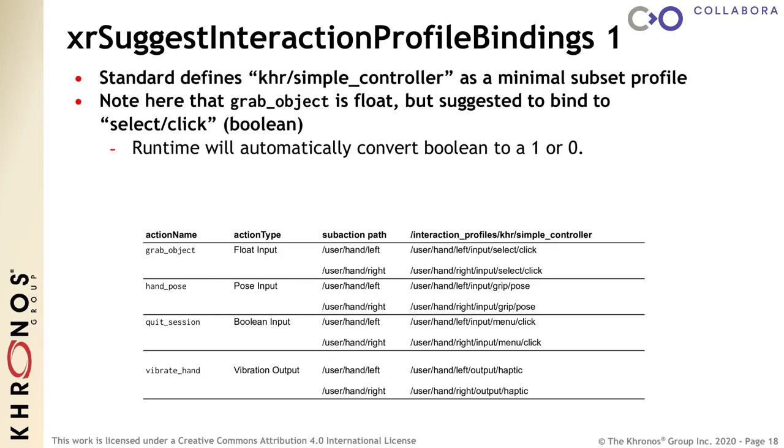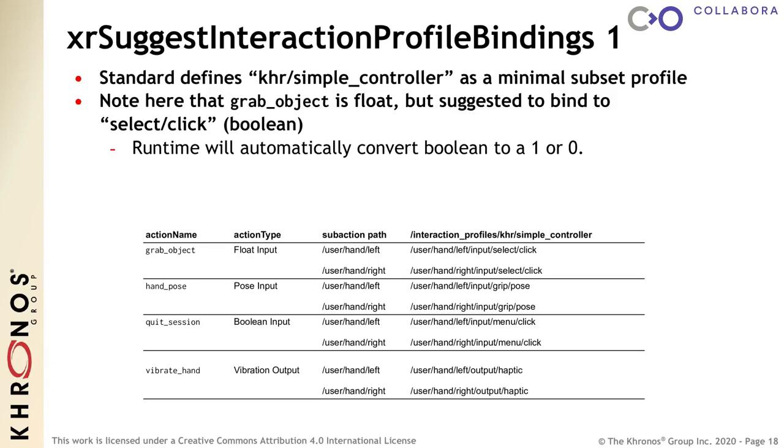So after creating that action set and those four actions, it's time to suggest bindings. And there are a number of calls in HelloXR to suggest bindings. I've picked a few of them for 3 different interaction profiles to illustrate some points. This first one uses the interaction profile KHR Simple Controller. This is not corresponding to any particular specific piece of hardware. It's a generic lowest common denominator sort of device that can be mapped to a wide variety of hardware.